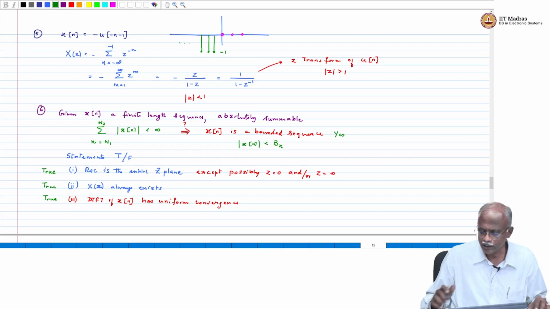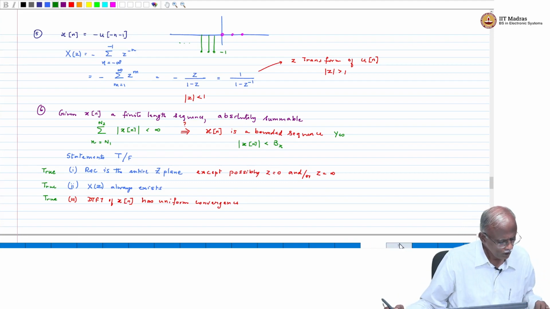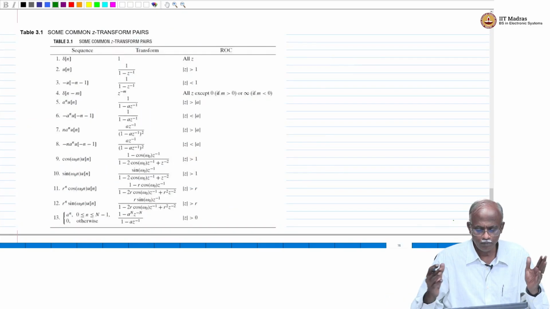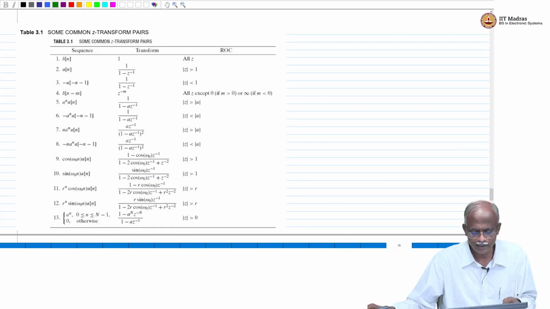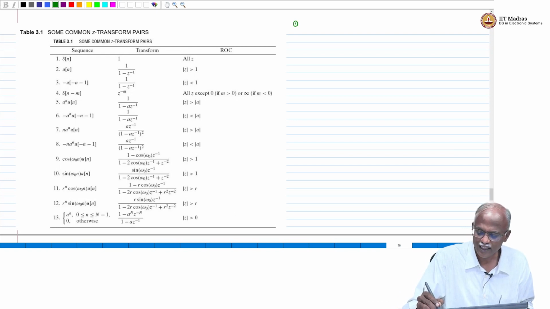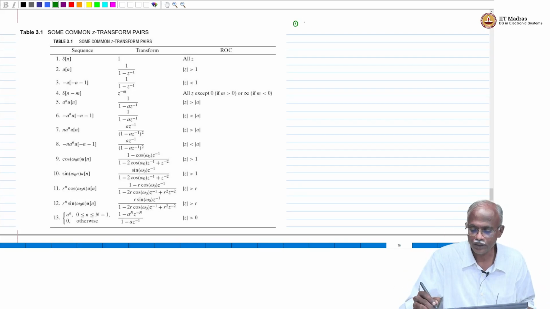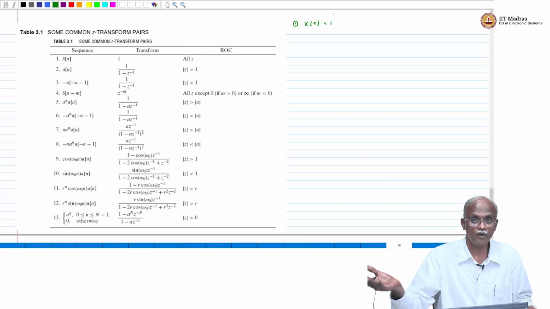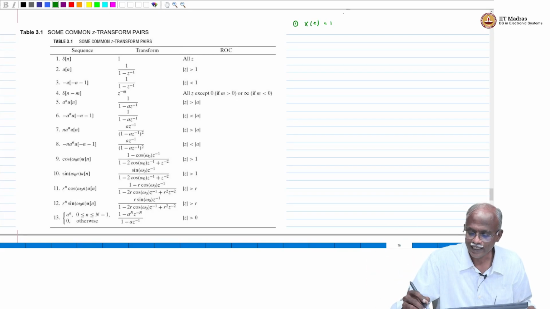Now, this brings us to a good point where we can look at a few transform pairs. You can almost look at these by inspection, but I'll work it out on the right hand side. For property number 1, the sequence has only a value of 1 at n equal to 0. So X of z equals 1, because when you do the summation, only one term is there.